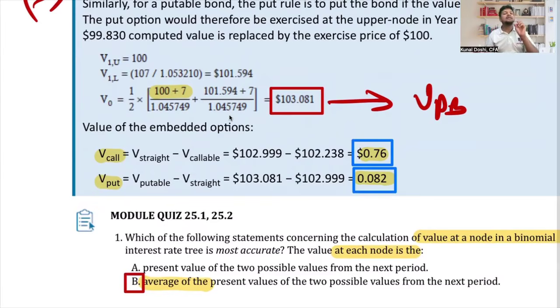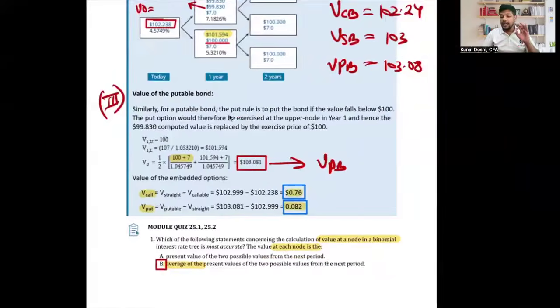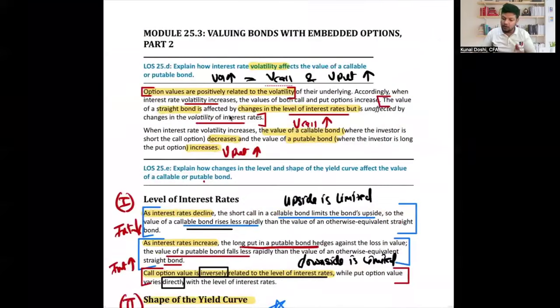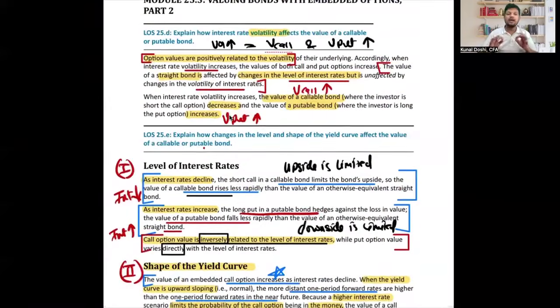The difference is the value of the call or the put. Clear? This is very, very highly tested in the exam. Got it? Now, from the risk point of view, you need to understand what happens with derivatives. We in fact learn in derivatives that volatility is the friend of the option.